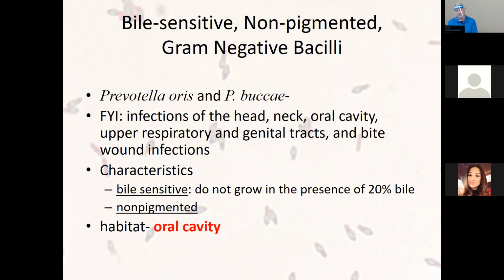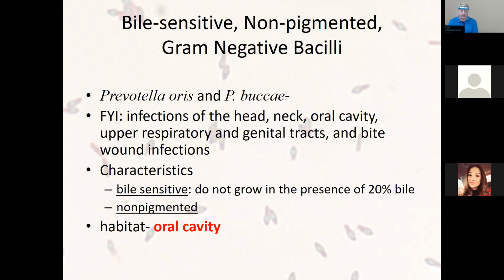These are infections of the head, neck, and oral cavities, upper respiratory tract, genital tracts, and bite wounds. So we definitely are thinking along the lines of the bite, when we talked about the human bite earlier. Bile sensitive means they do not grow in the presence of a 20% increase in bile.